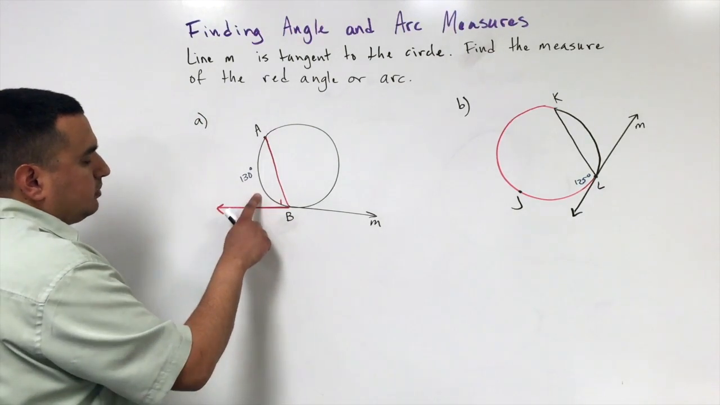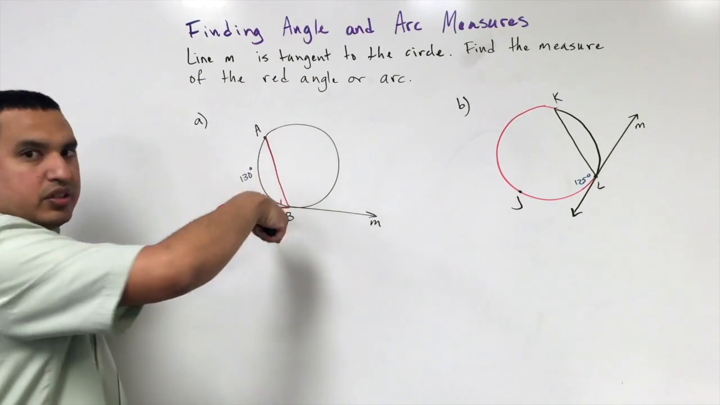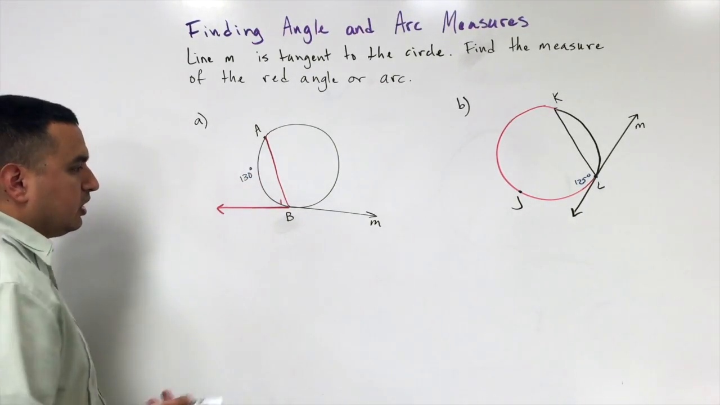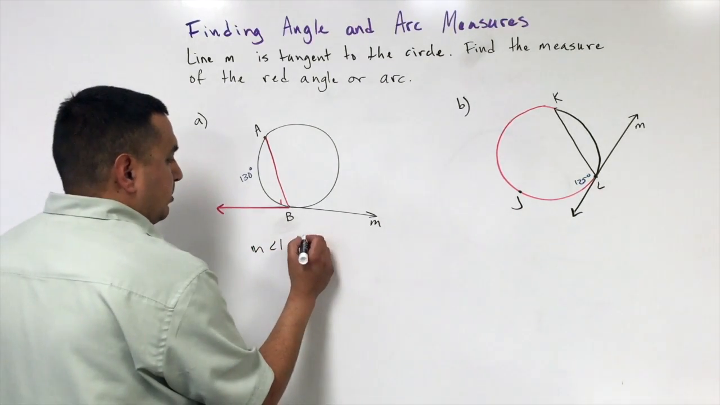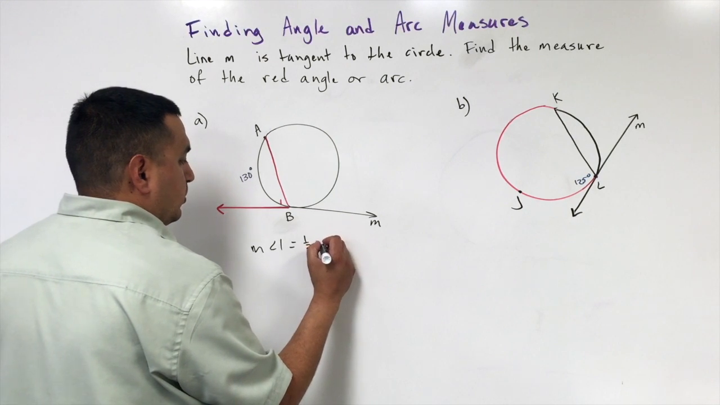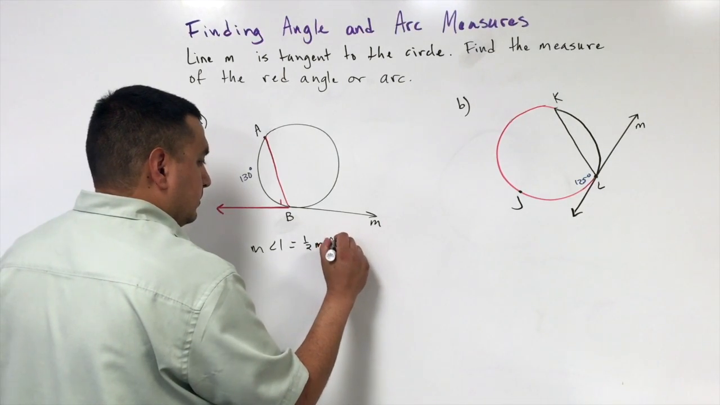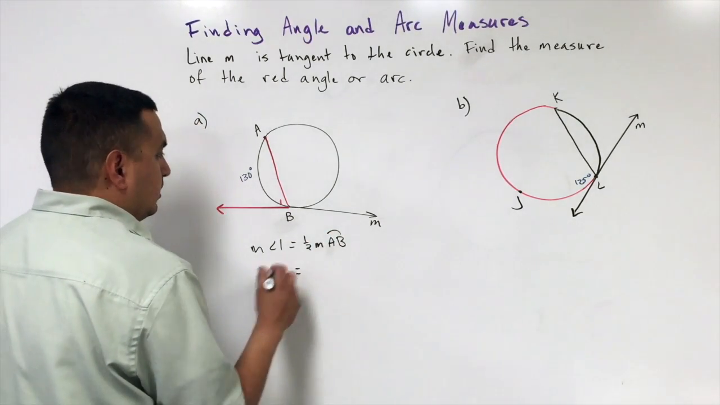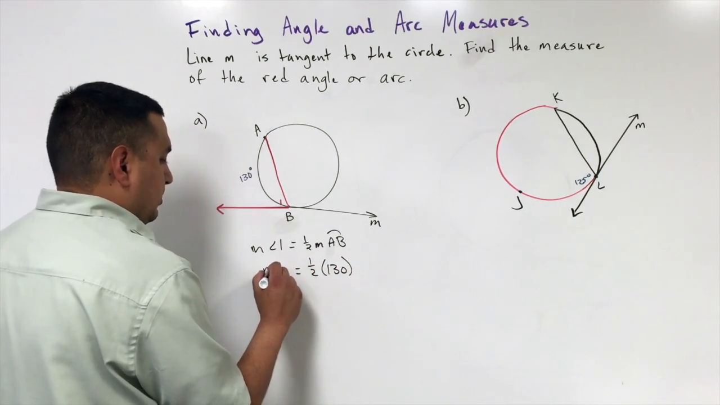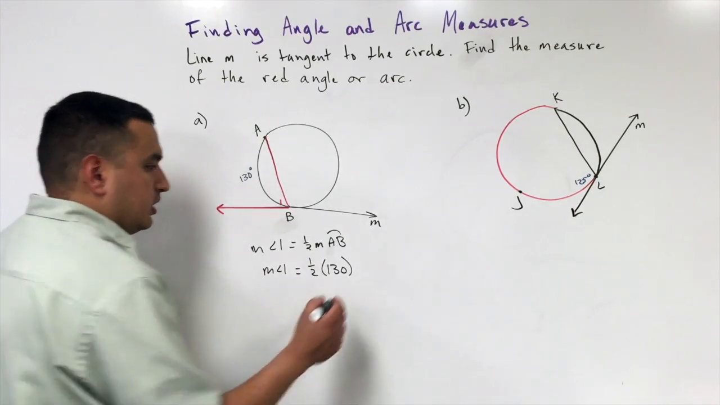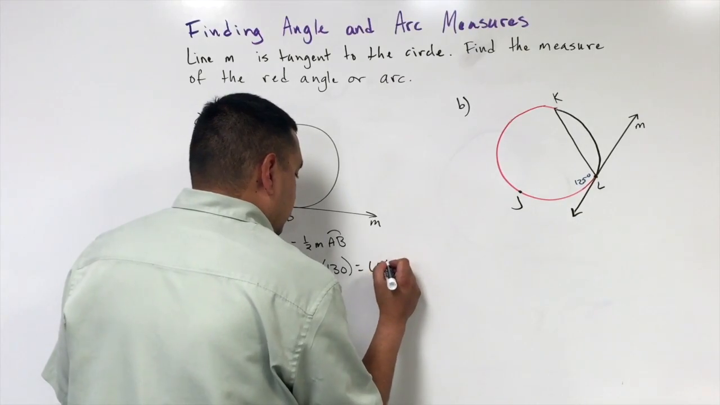Okay, so I have this angle. And this right here, from A to B, this curve right here is 130 degrees. That's the intercepted arc. So I know that the measure of angle 1, according to the theorem we just looked at, is going to be 1/2 the measure of arc AB. And since I know that the intercepted arc is 130, that tells me that the measure of angle 1 is equal to half of 130, which is going to be 65 degrees.